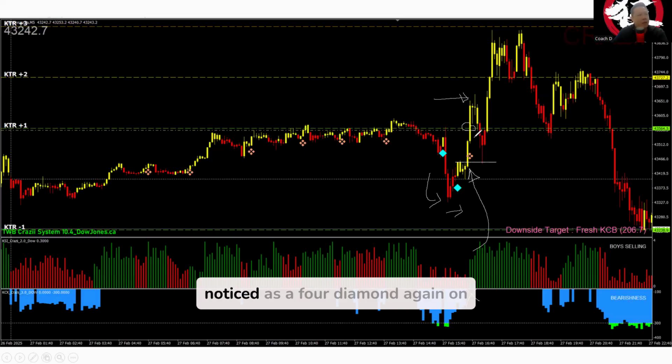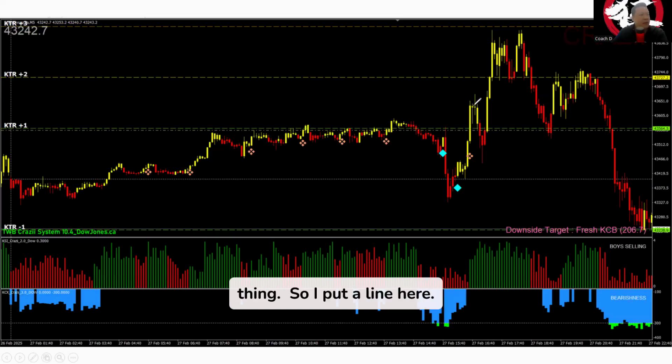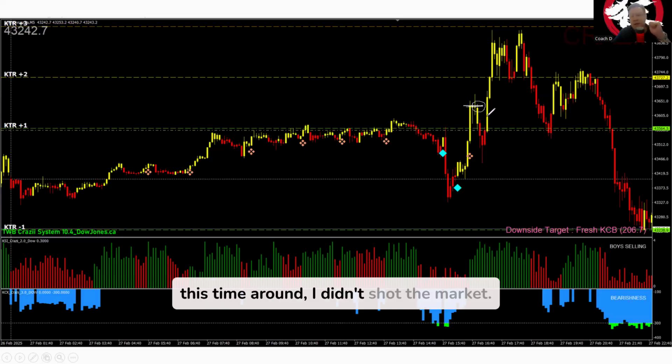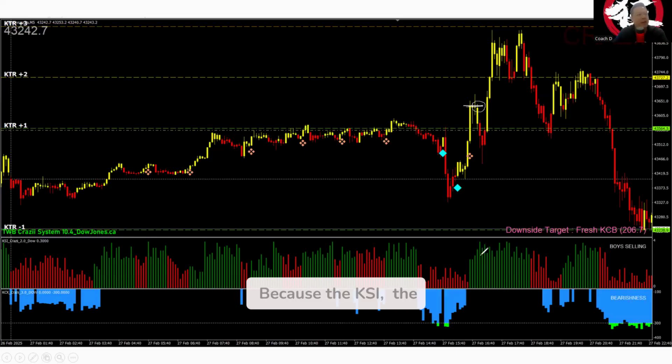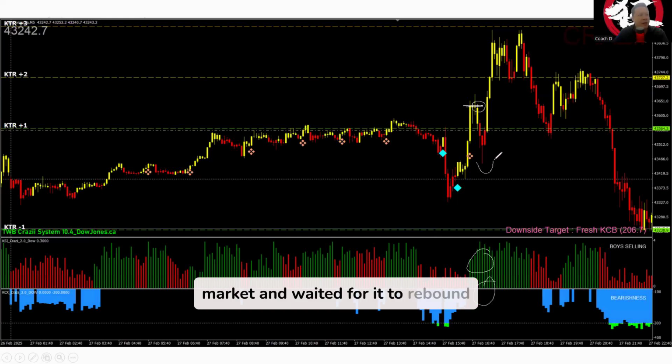Now it went higher, but I didn't take anything. And then I noticed there's a diamond again on the screen. Same thing as well. I put a line here, and then I realized that the market goes below it. But this time around, I didn't short the market. Why didn't I short? Because it's not a confirmed sell, right? The KSI and the KCX were all against me. So something tells me that hey, something is wrong over here. Because of that, I didn't short the market and waited for it to rebound instead.